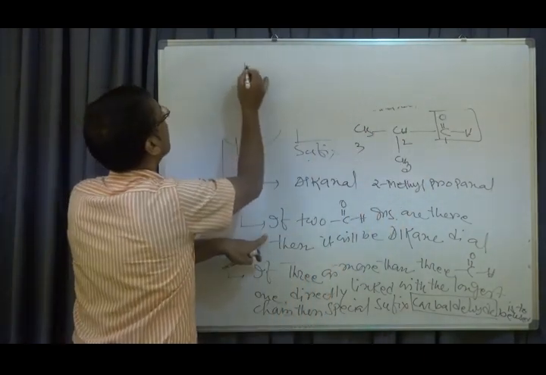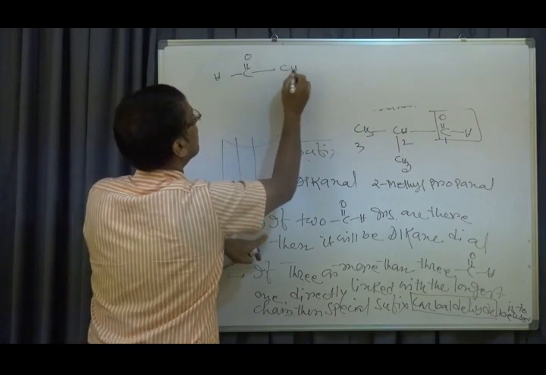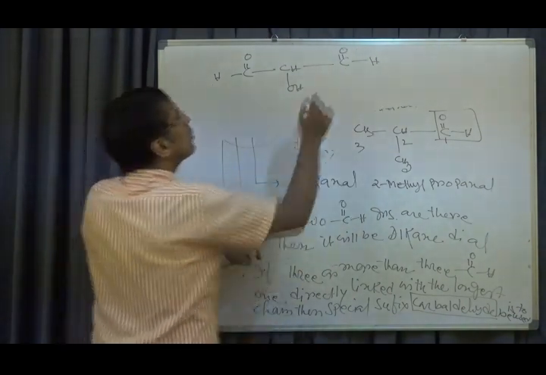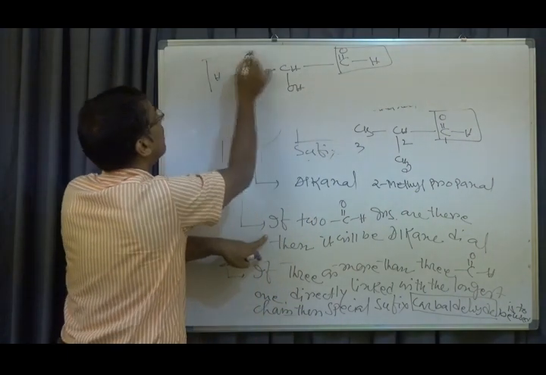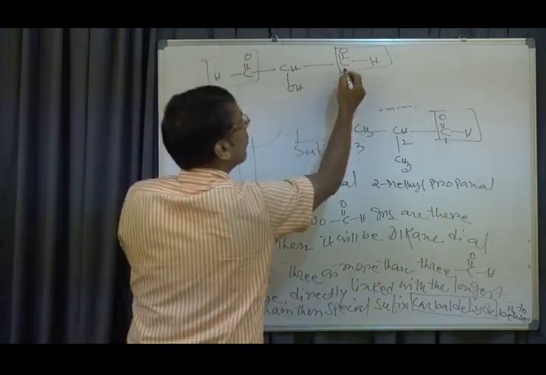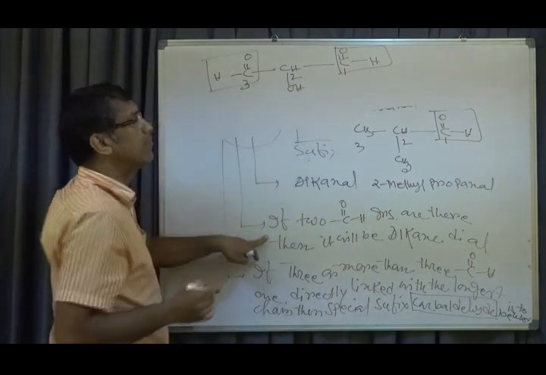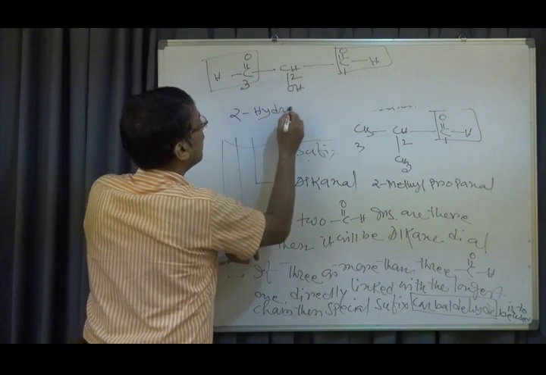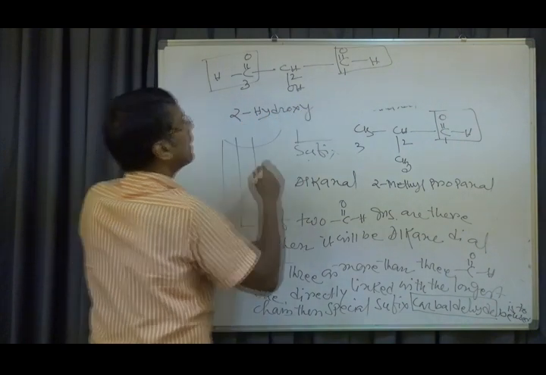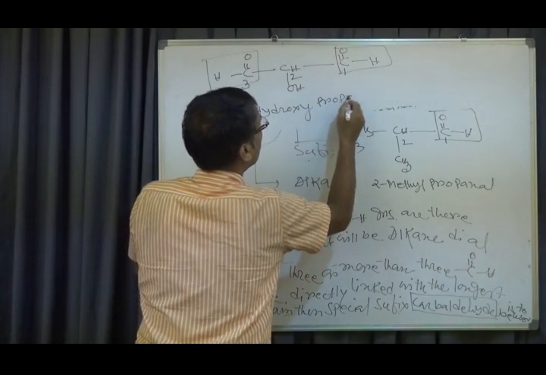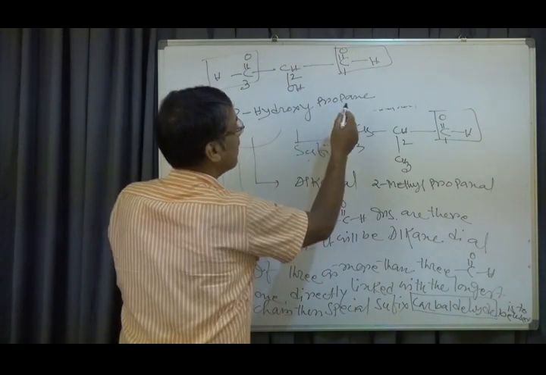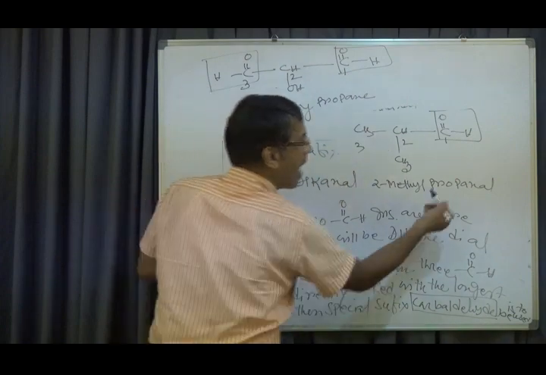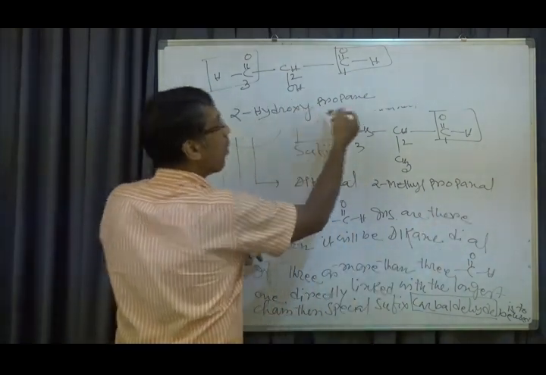Then we move to the second rule. See that, aldehyde, OH, CHO. So there are two aldehyde groups directly linked with the longest chain, 1, 2 and 3. So its name is 2-hydroxy propane dial. You see the difference between the spelling as well as pronunciation. Here propane dial is different from propanal.